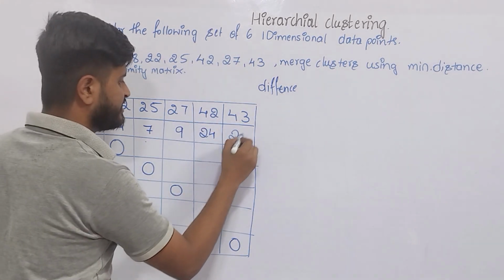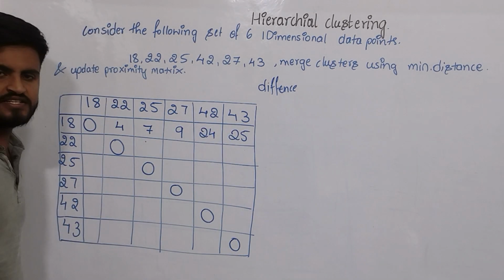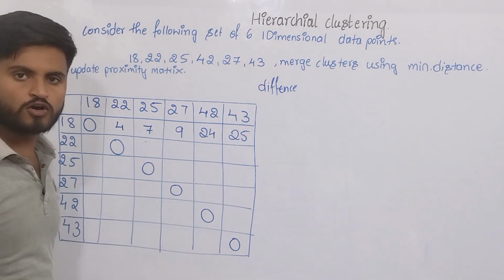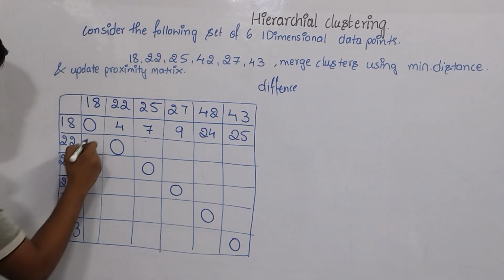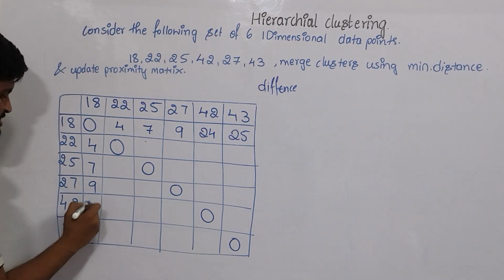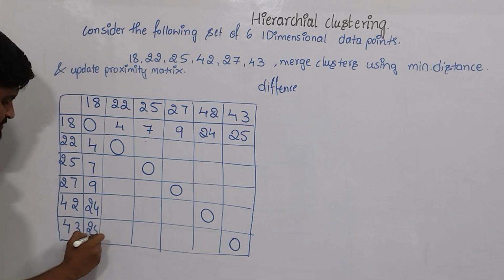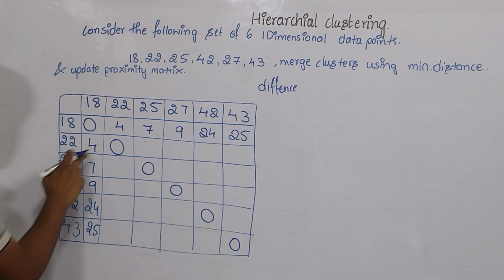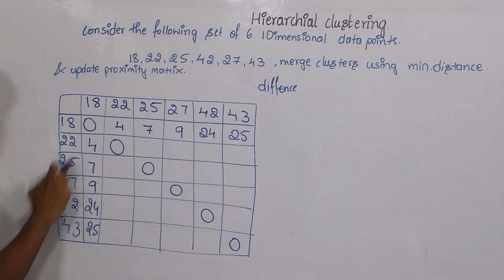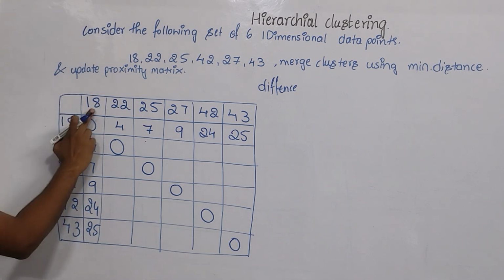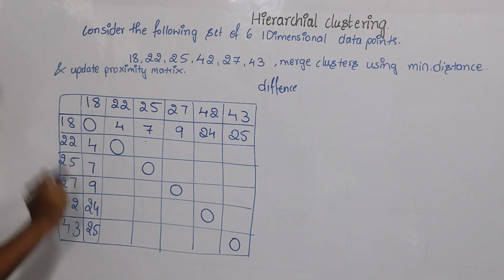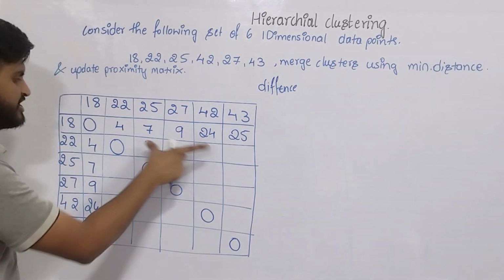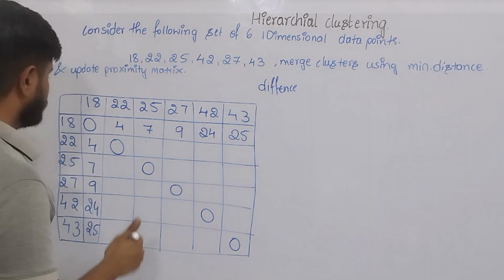Next, another trick: leave the 0, and what you wrote in the row you just write in the column itself. 4, 7, 9, 24, 25. So if you do it here also: 22 minus 18, 4, 25 minus 18, 7, 27 minus 18, 9, 42 minus 18, 24, 43 minus 18, 25, like that. So just fill in the row and just copy it in the column also.